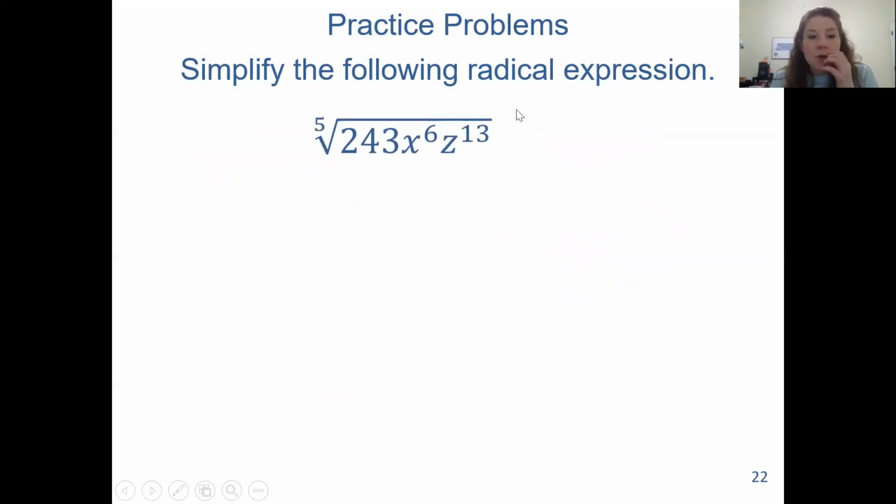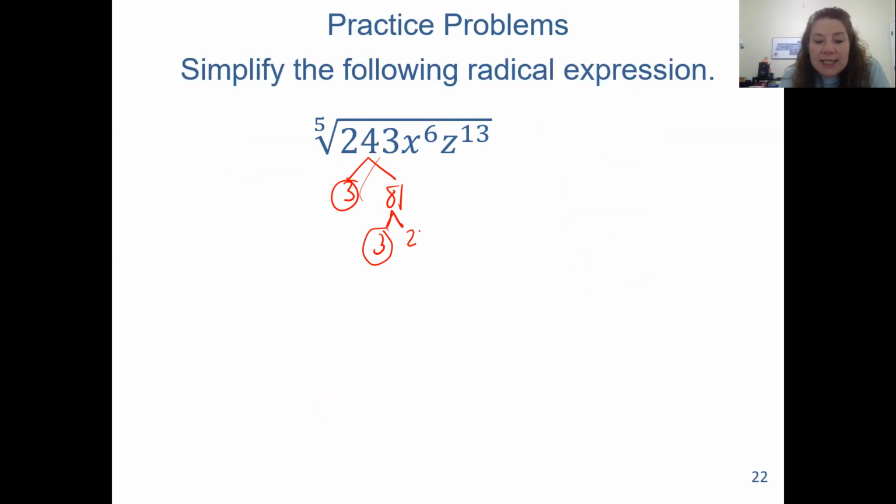All right, here's 243. So let's break 243 down. Now, if I add 2 plus 4, I get 6, 7, 8, 9. So I know this number is divisible by 3. So 243 divided by 3 is 81. So this is a prime number. 81, we're going to divide that by 3, which is 27. 27 is 3 times 9, and 9 is 3 times 3.